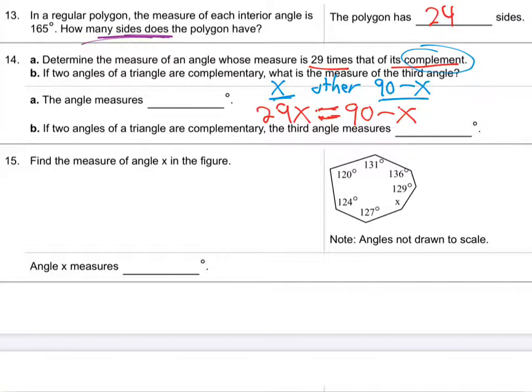Now, could you have put the 29 on the right side? Totally. That would work too. It's either way. I thought it'd be easier to put it on the x than on the 90 minus x. But it'll work either way. So now we just solve that little equation for x. How do we do that?